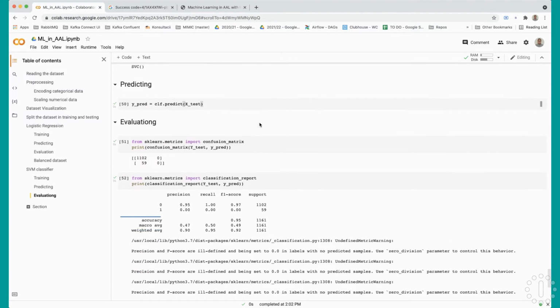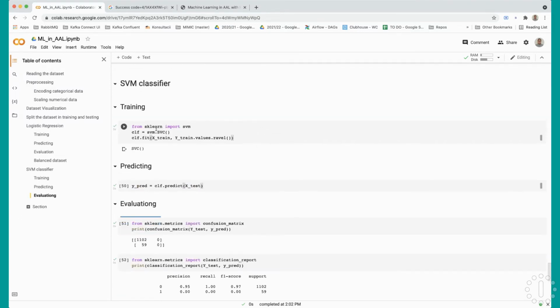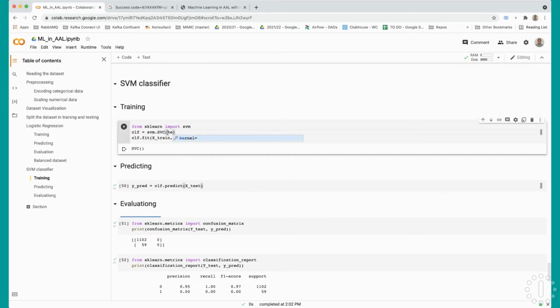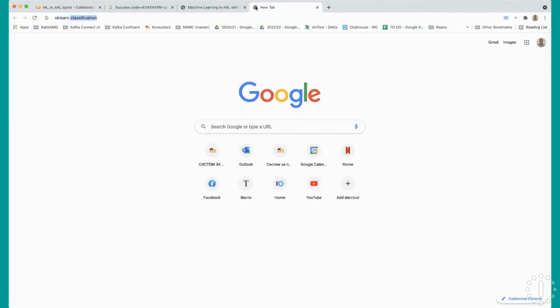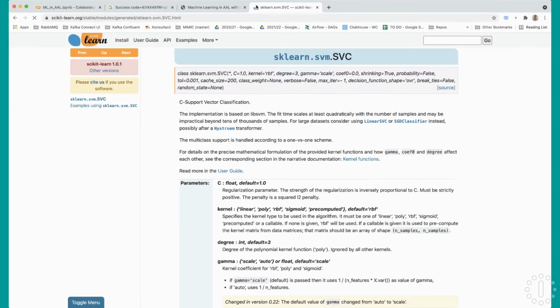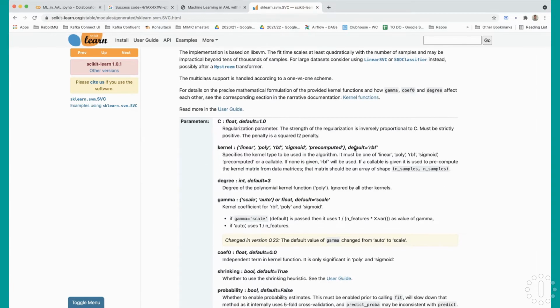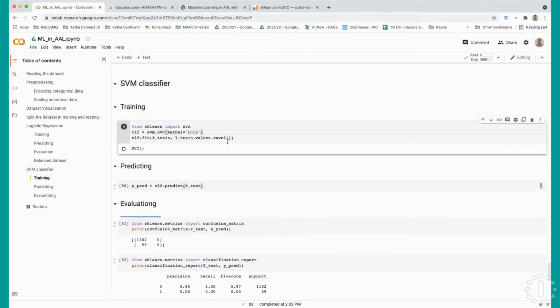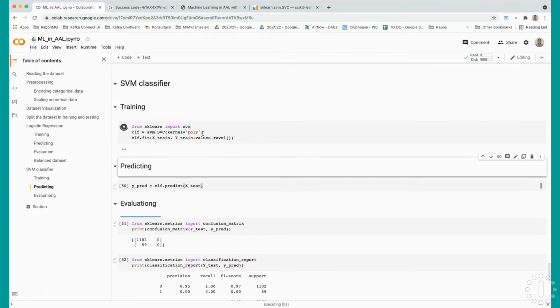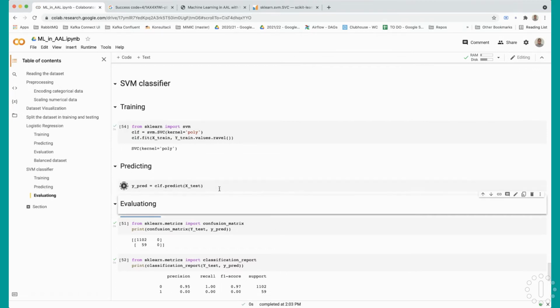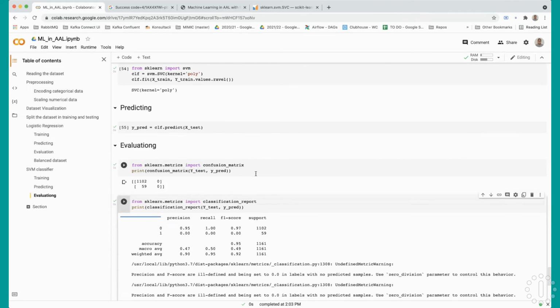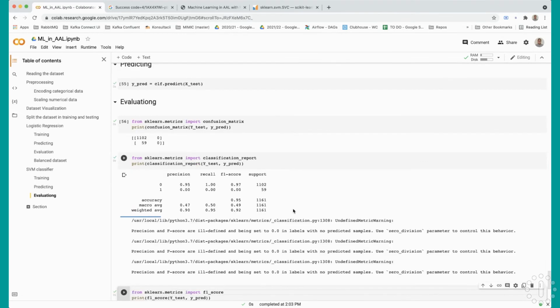Okay, let's give it a try with some other support vector machine classifier. Let's add a new kernel. By default the kernel that is used is RBF, I think. Let's try it with poly and see what will happen in this situation. Are we going to get an improvement of the results? Nothing.